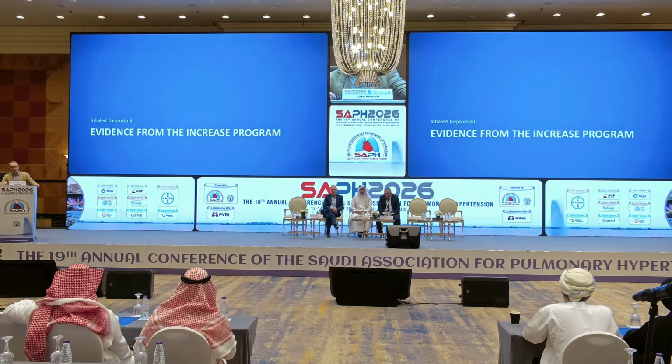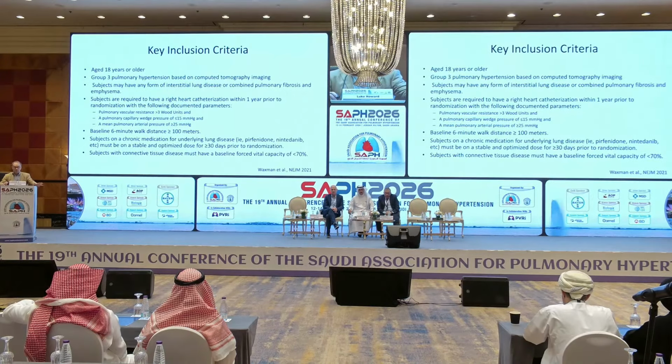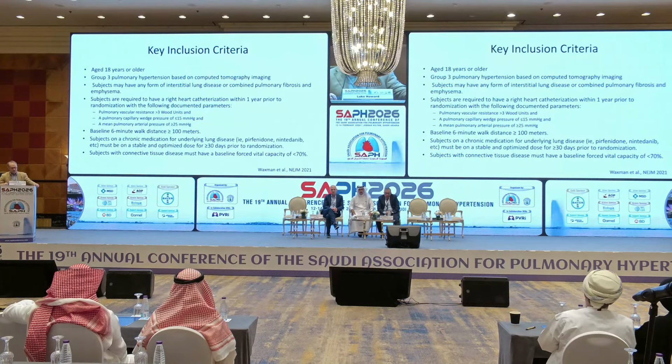So now we come to where there is actually evidence, and this comes from the INCREASE program, which was in inhaled treprostinil, run a few years ago now and published in the New England Journal in 2021. It's worth briefly looking at the inclusion criteria so we know who we're talking about. These are adult patients with group 3 PH on CT. They could have any form of interstitial lung disease or even CPFE, combined pulmonary fibrosis and emphysema.